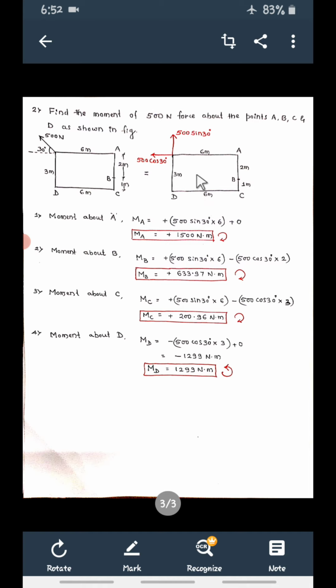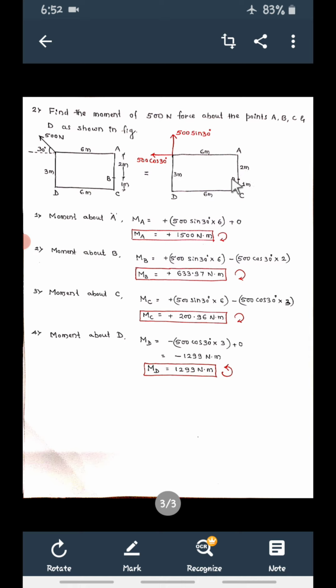So what is the moment of this force about B now? Again, force into perpendicular distance. So the force is 500 cos 30, and the perpendicular distance between this force and B is 2 meters.